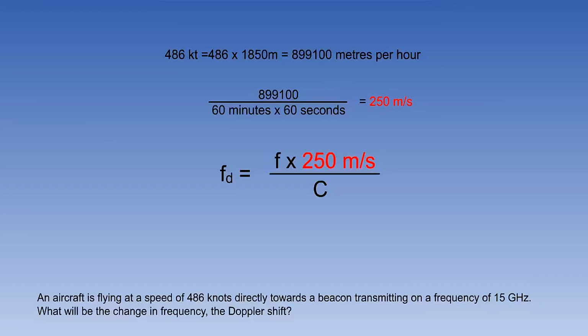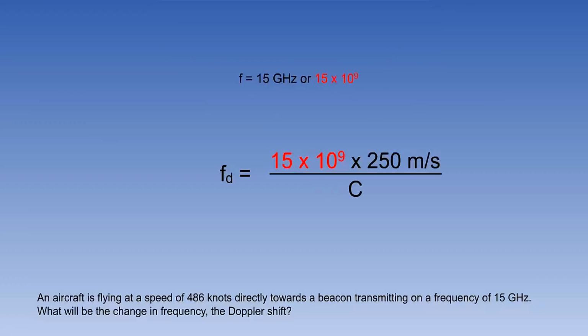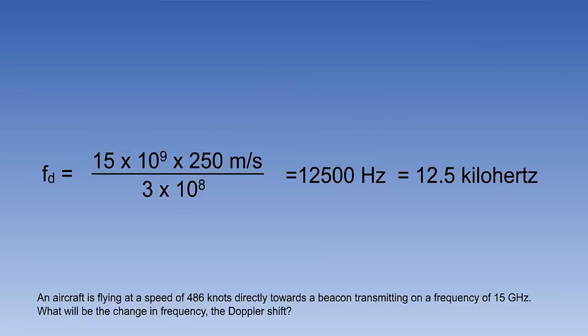The frequency of the transmitter, F, is given as 15 GHz, written as 15 times 10 to the power of 9. The speed of light, c, is written as 3 times 10 to the 8th. If we put this all together, there is a Doppler shift of 12.5 kHz.